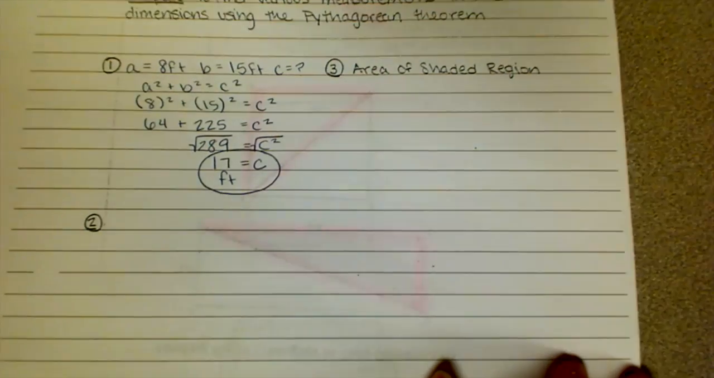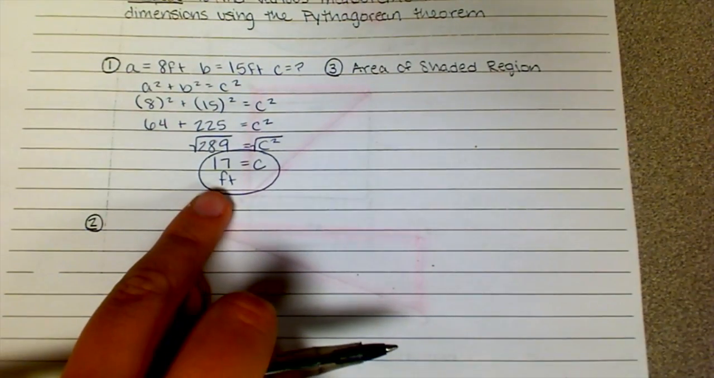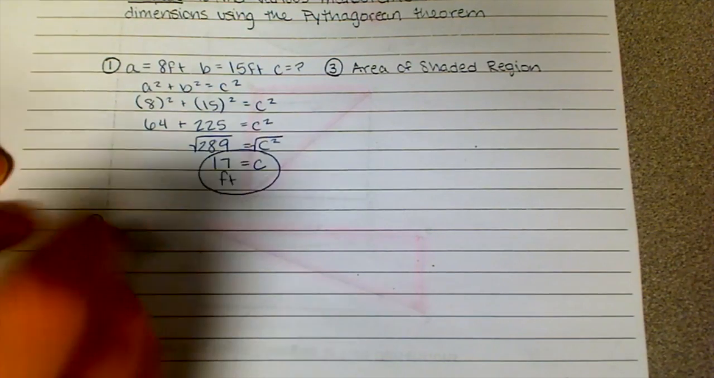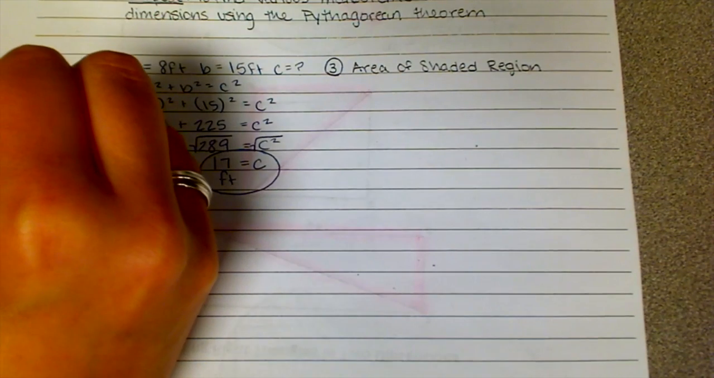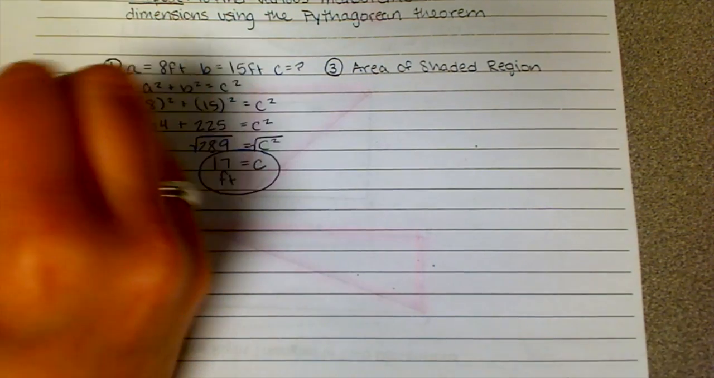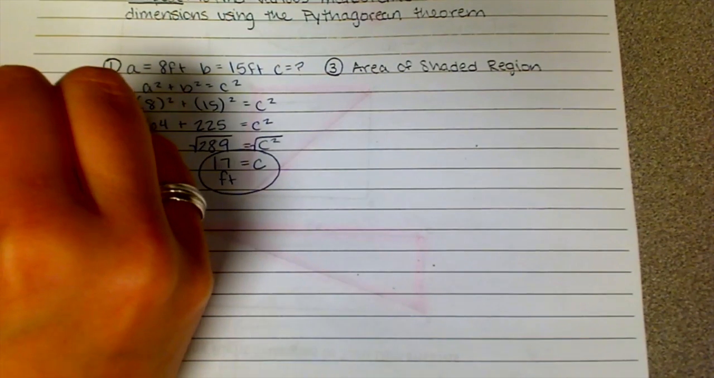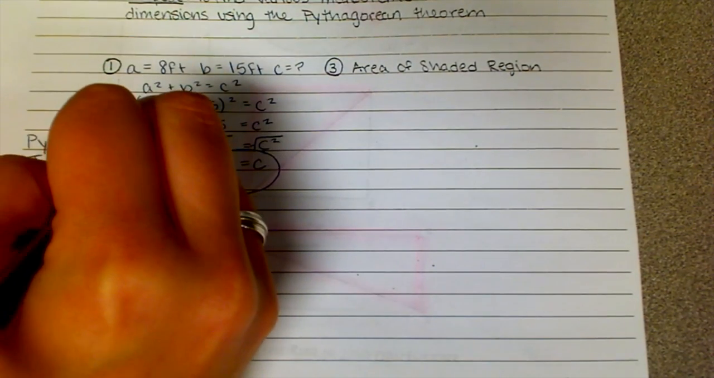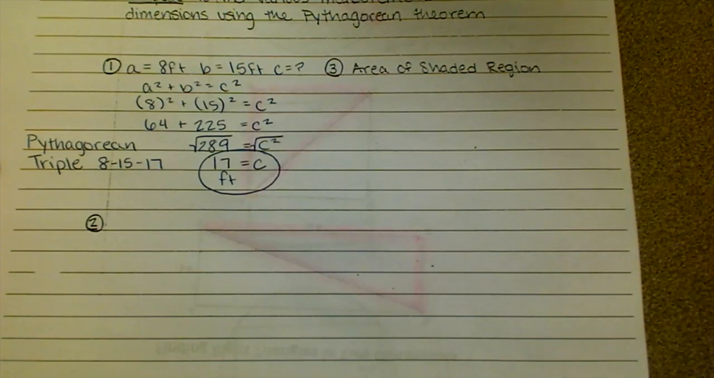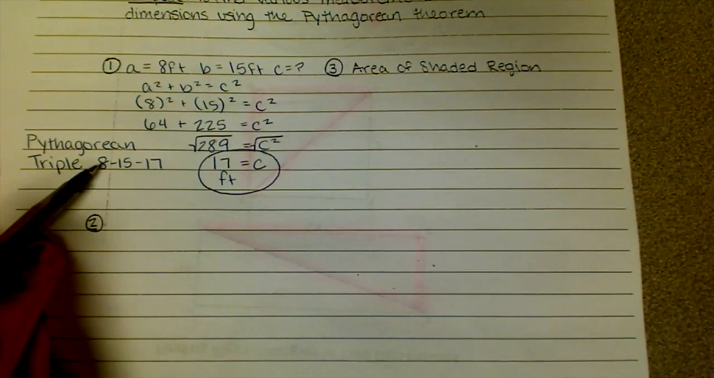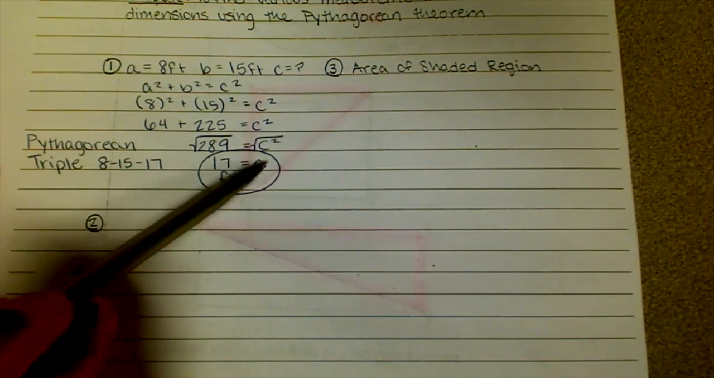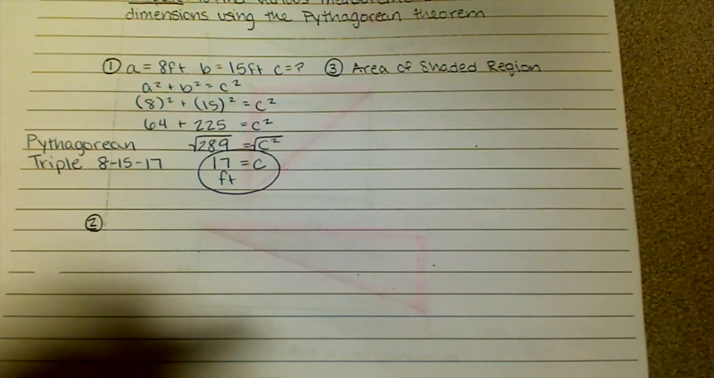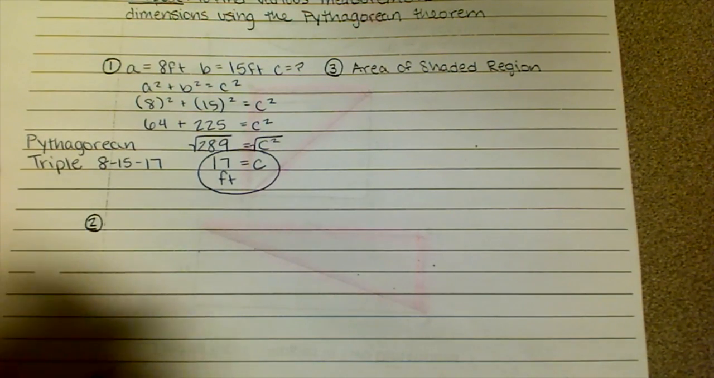Any questions on that one? Now, do you see how we got a whole number? We got 17. That means that this right triangle is a Pythagorean triple. It is an 8, 15, 17 triangle. Now, if we would have known that side lengths 8 and 15 always have a hypotenuse of 17, do you think we had to do all this work? Nope. That's why knowing these is extremely important.